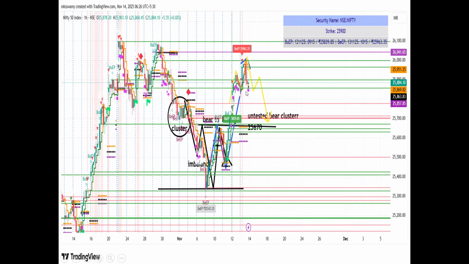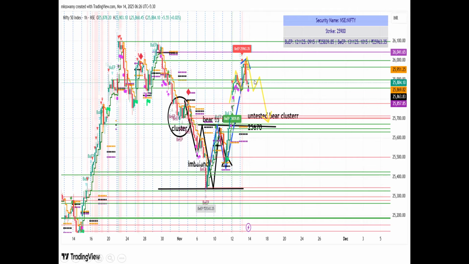So now the question is, it may go up and then it may retest the untested bear cluster, because there was a gap up in this. This is a normal procedure. The ABCD pattern has unfolded over here. I am showing you with the blue retracement legs. The black one is the down move, and the blue one is the up move. That is the ABCD pattern.